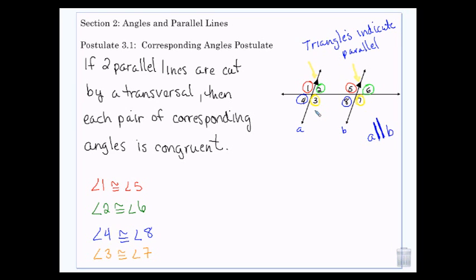And so since angle 1 and angle 5 are the same, and angle 2 and angle 6 are the same, if these are 40 and 140, I know that these are also 40 and 140. And then we find all of the angles from that. Does that make sense? Okay. So the corresponding angles tell us that those are congruent. Any other questions on that?